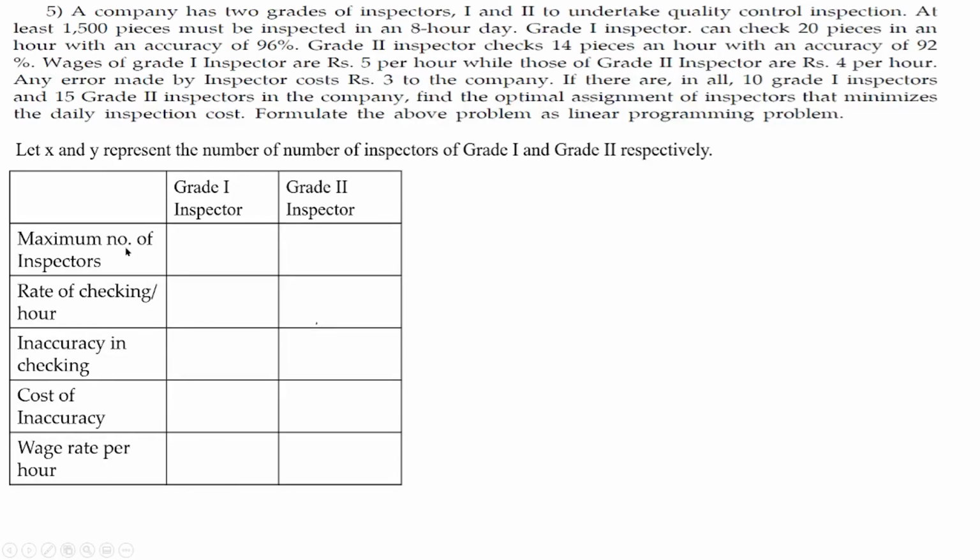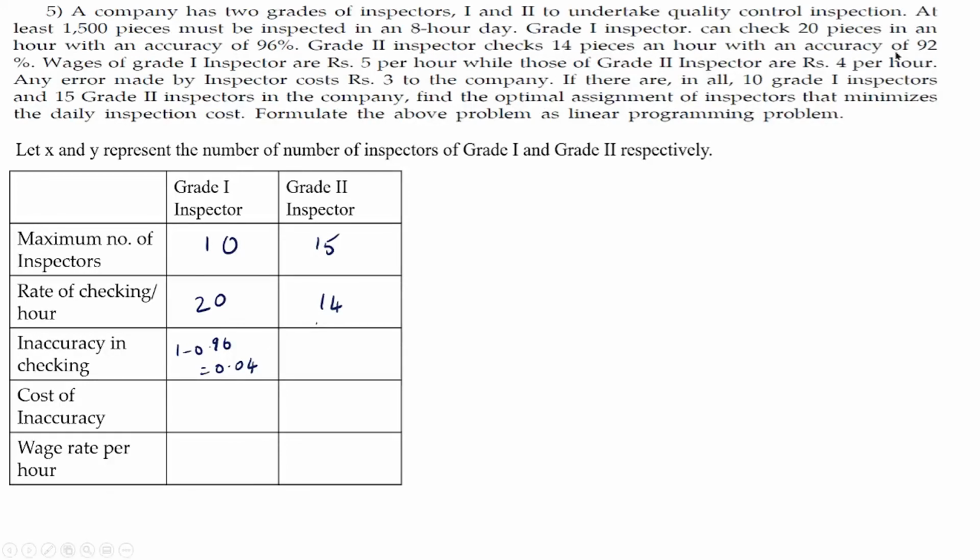Now, maximum number of inspectors: we have 10 grade 1 inspectors and 15 grade 2 inspectors. The rate of checking per hour of a grade 1 inspector is 20, so a grade 1 inspector can check 20 pieces per hour, whereas a grade 2 inspector can check 14 pieces per hour. Next we have inaccuracy in checking. A grade 1 inspector checks with an accuracy of 96%, so the inaccuracy will be 1 minus 0.96, which is 0.04.